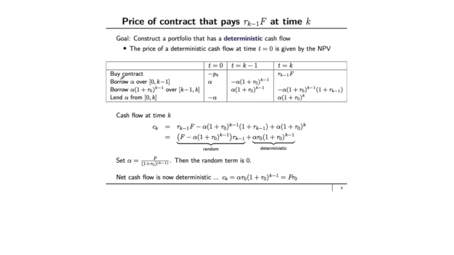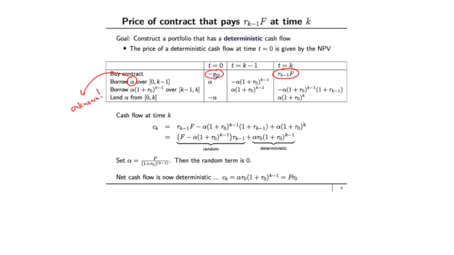I buy the contract, and now I look at what is going to happen because of this step. I'm going to have a negative cash flow, minus Pk, at time t equal to 0, because this is the price that I have to pay to buy the contract. At time t equal to k, I receive an amount Rk minus 1 times f. Now this is a random quantity, and I need to somehow remove the randomness from the cash flows. I'm going to borrow an alpha amount. This is unknown right now. Over the period 0 to k minus 1.